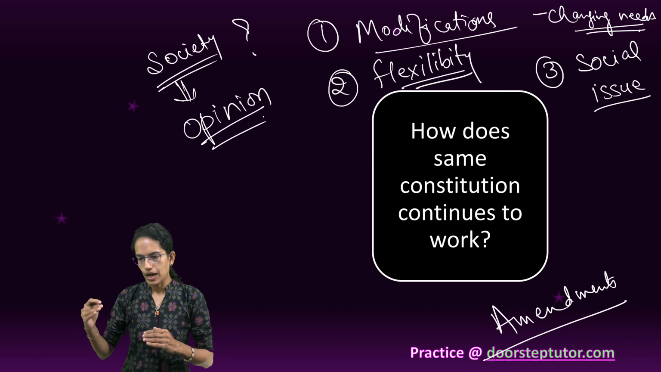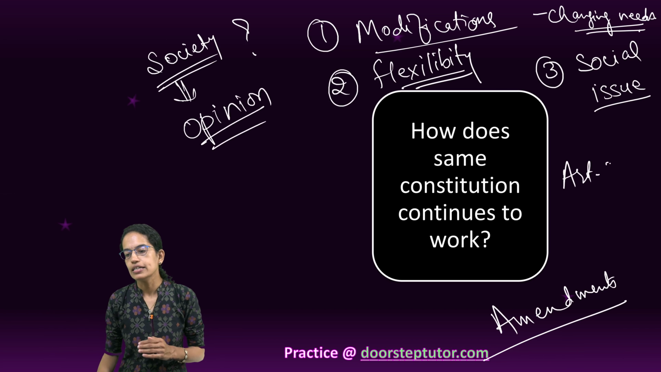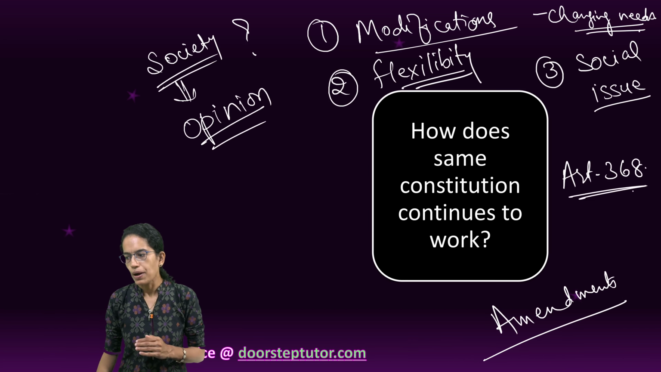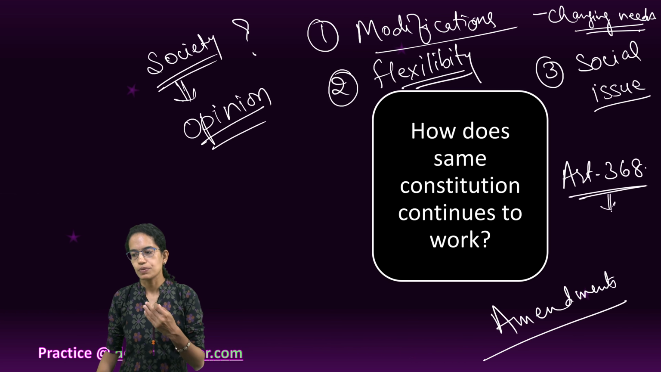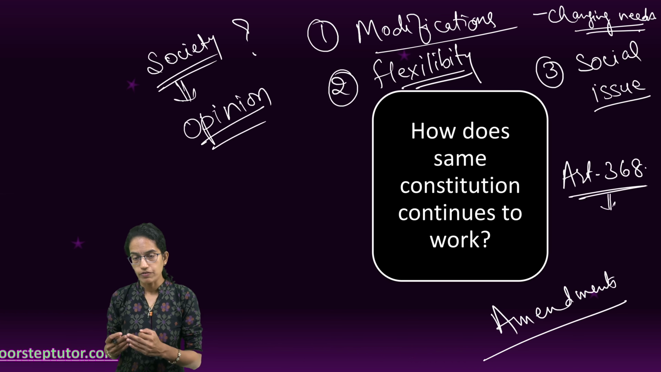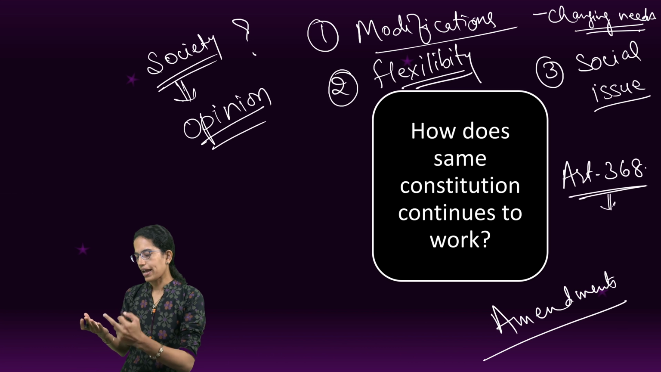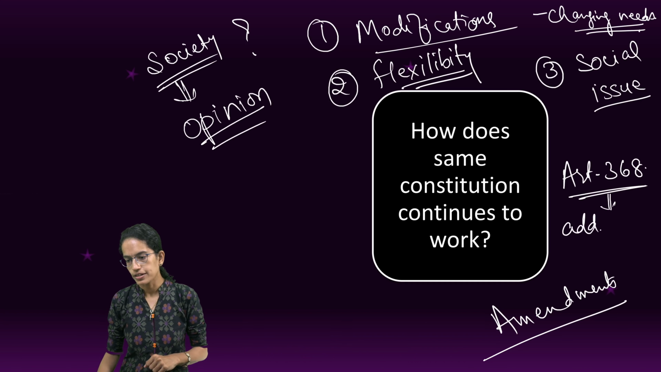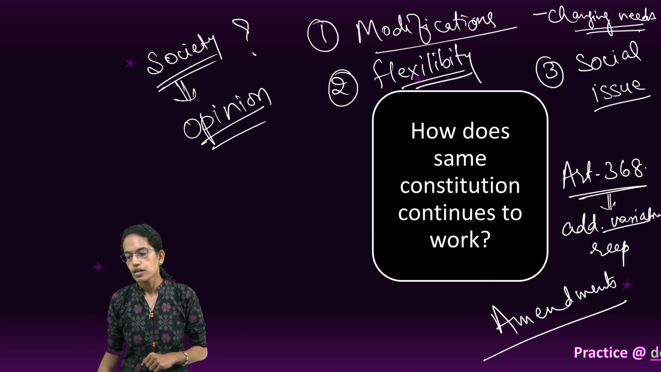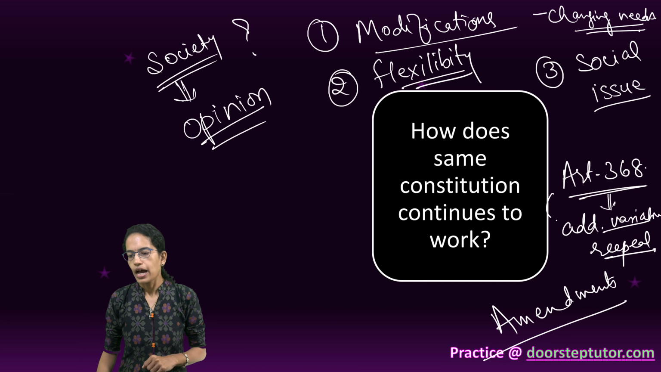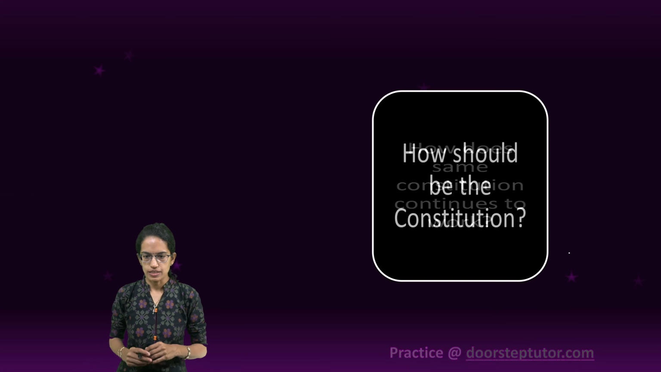And under Article 368, Parliament exercises a special constituent power to amend by either adding new content, creating a variation in the existing content, or repealing the content, right? And that's something that must be taken into account.